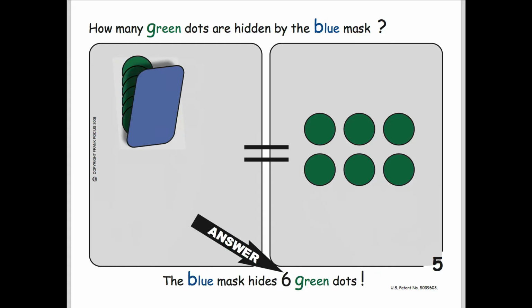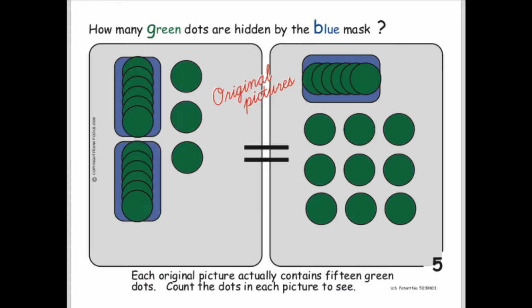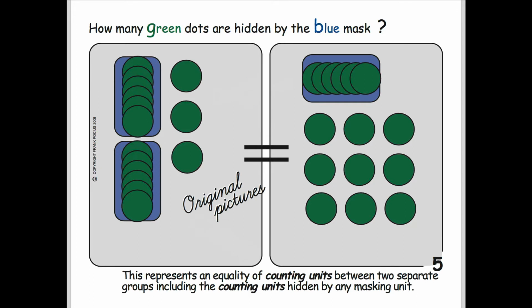The blue mask hides 6 green dots. Each original picture actually contains 15 green dots. Count the dots in each picture to see. This represents an equality of counting units between two separate groups, including the counting units hidden by any masking unit.